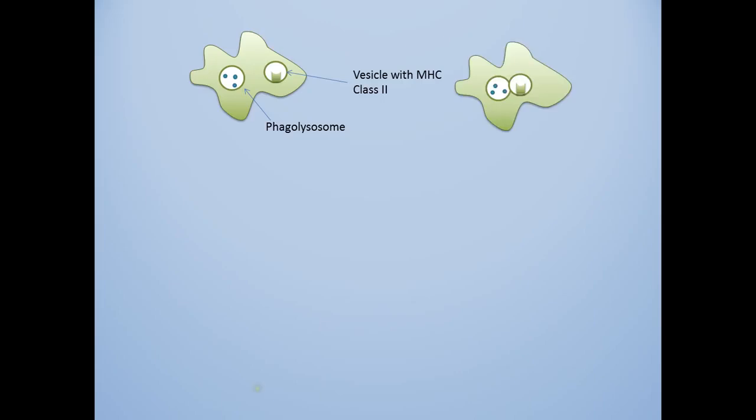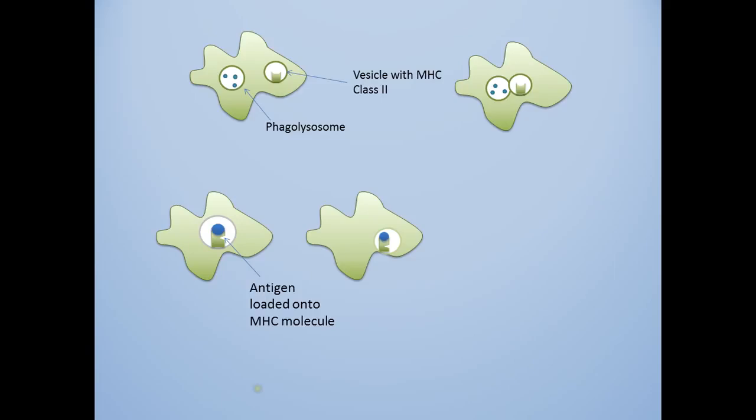In order to display the antigen, it must be loaded onto the MHC class II molecule. Next, the cell will move the vesicle containing the MHC antigen complex to its surface, and the membrane of the vesicle fuses with the cell membrane. The MHC antigen piece is displayed on the surface for presentation. Now the cell is an APC with an MHC class II antigen complex and ready to activate T helper cells. Remember, only macrophages, dendritic cells, and B cells use the MHC class II to display antigens.